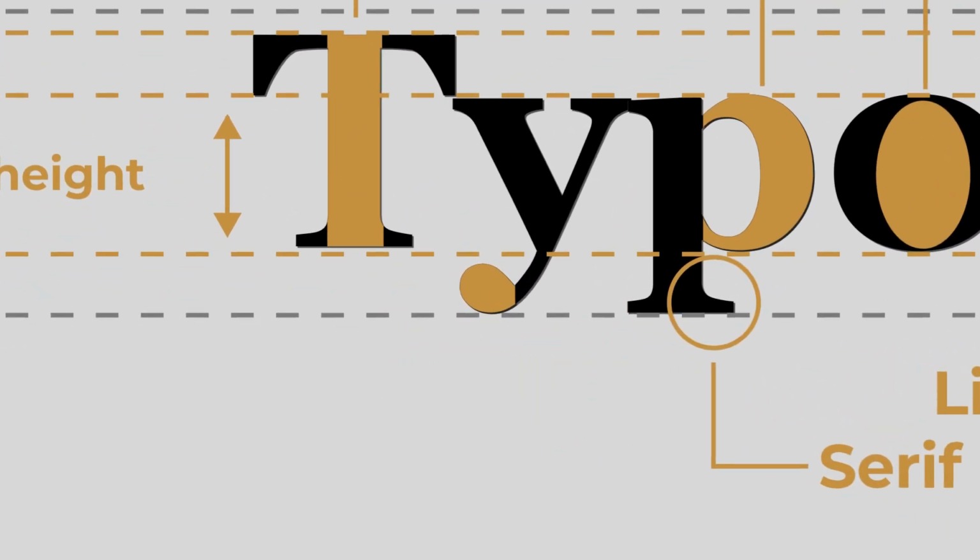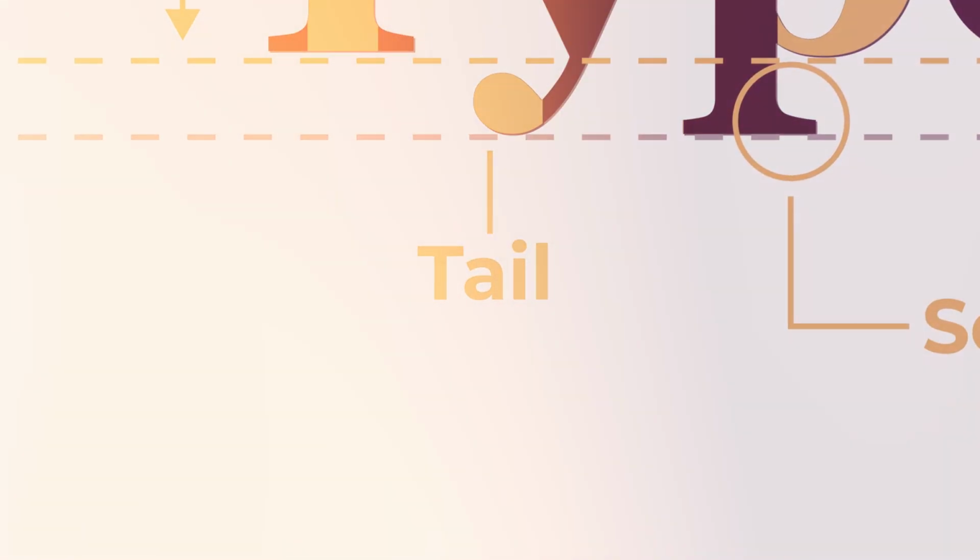Finally, check out the letter Y. See that long swooping stroke dipping down? That's the tail. And there you have it, the anatomy of typography.